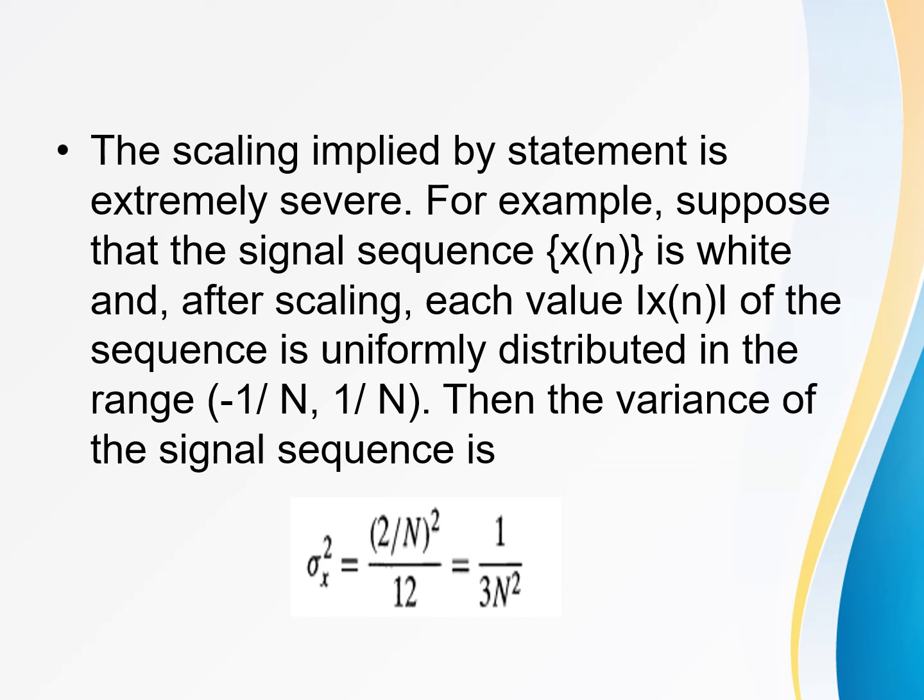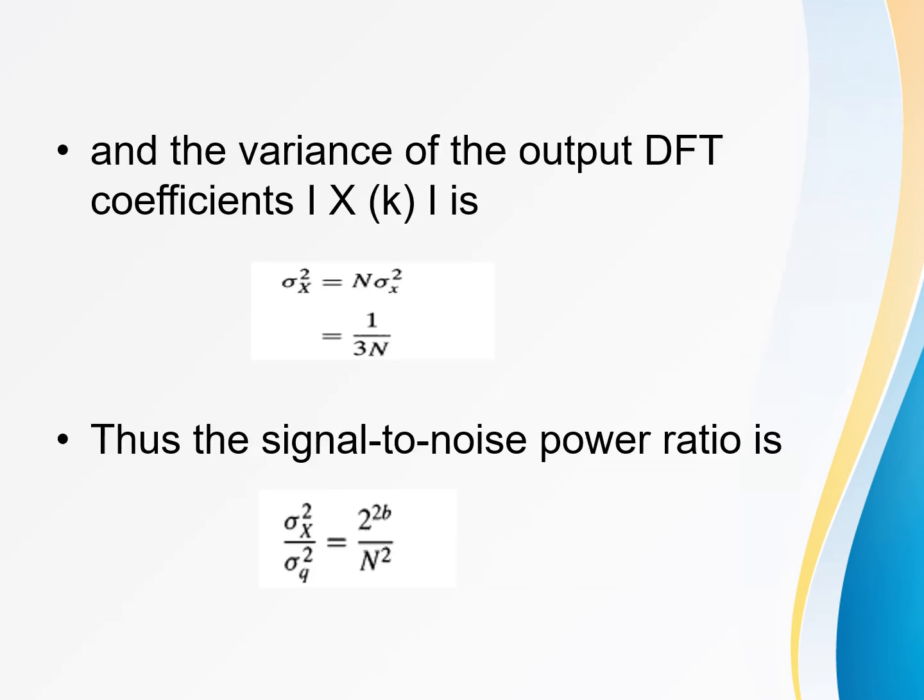For example, suppose that the signal sequence x of n is white, and after scaling each value x of n of the sequence is uniformly distributed in the range minus 1 by N to 1 by N. Then the variance of the signal sequence is equal to (2 by N) whole square by 12, that is equal to 1 by 3N square. And the variance of the output DFT coefficients mod of X of k is equal to capital N sigma_x square, that is equal to 1 by 3N.